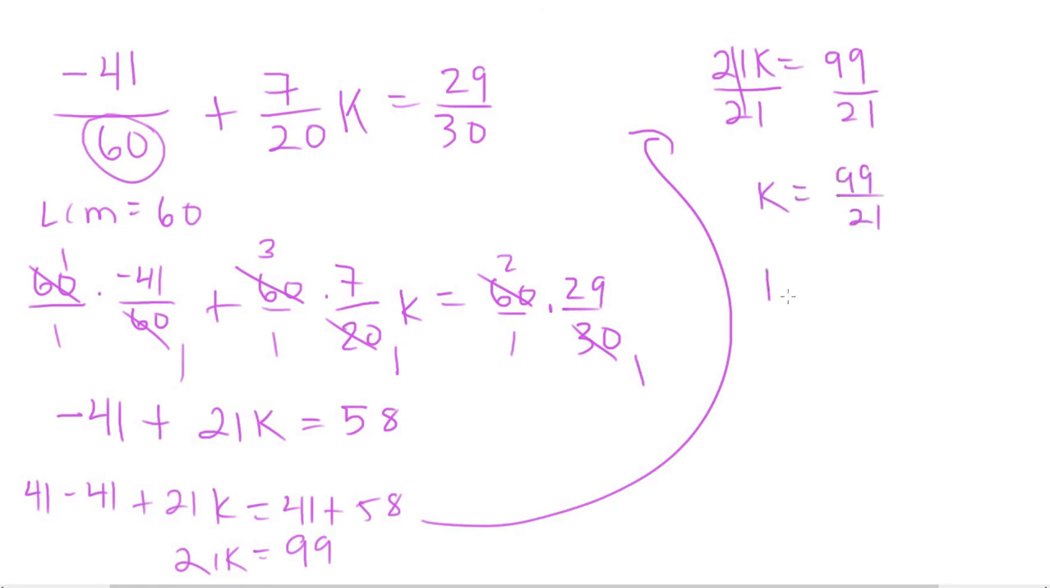21 goes into 99 4 times. 4 times 21 is 84. So that leaves me 15 over 21 left. Okay, so we see 15 over 21, so that equals 4 and 15 over 21. We're going to cancel here because we see 3 goes into 21 7 times. 3 goes into 15 5 times. So that's going to be k equals 4 and 5/7.